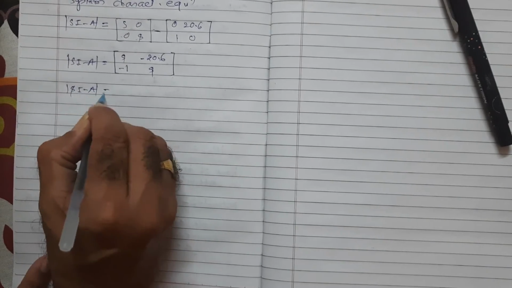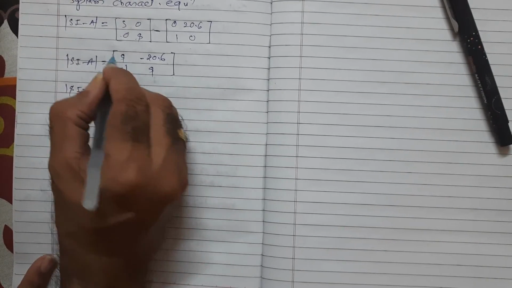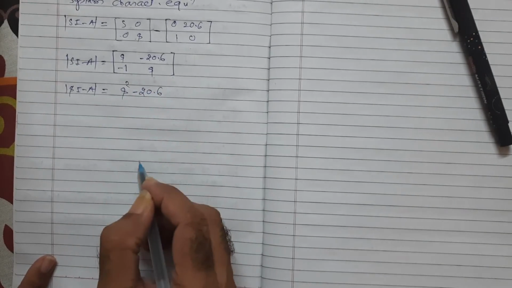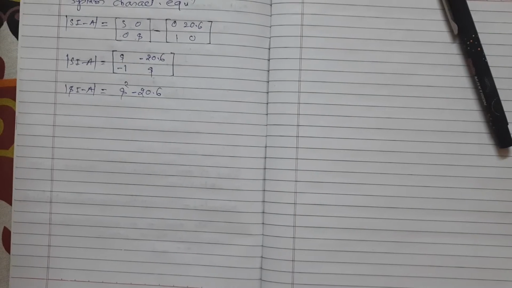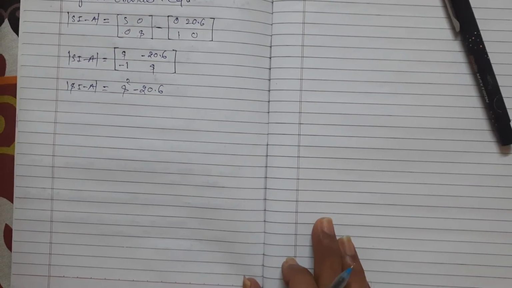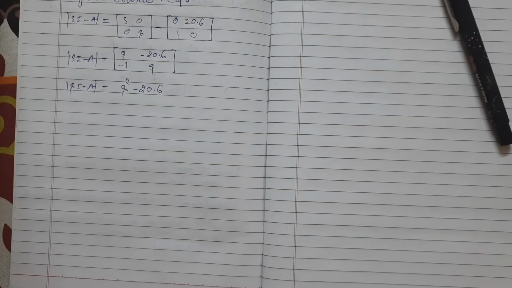We will find out the determinant of this one. So this becomes s into s, that is s square, minus 20.6. This is minus 20.6.